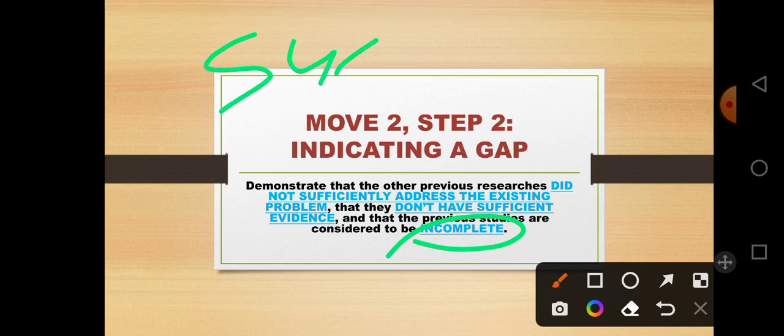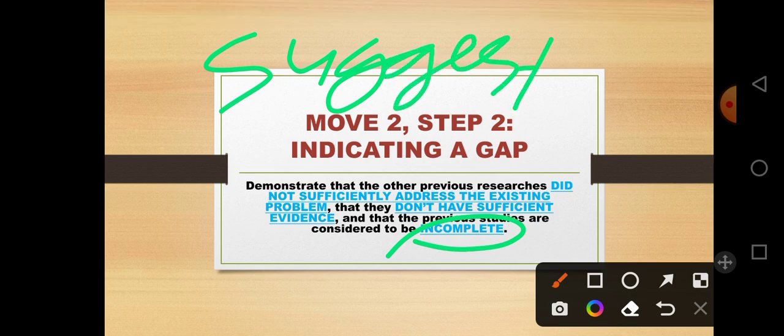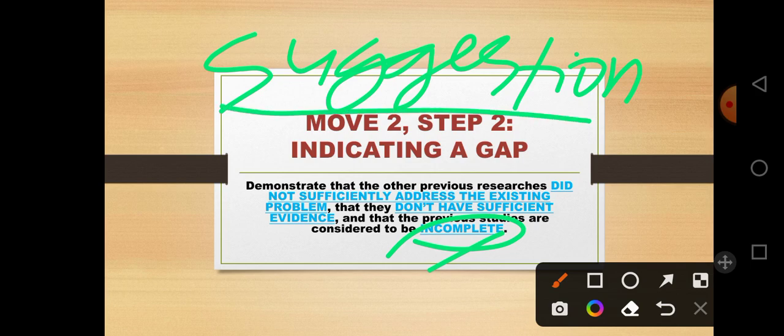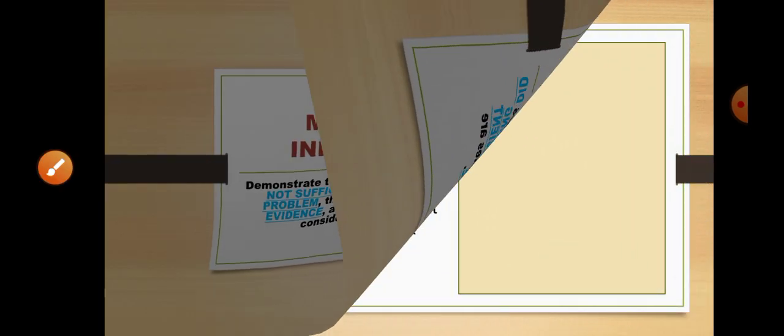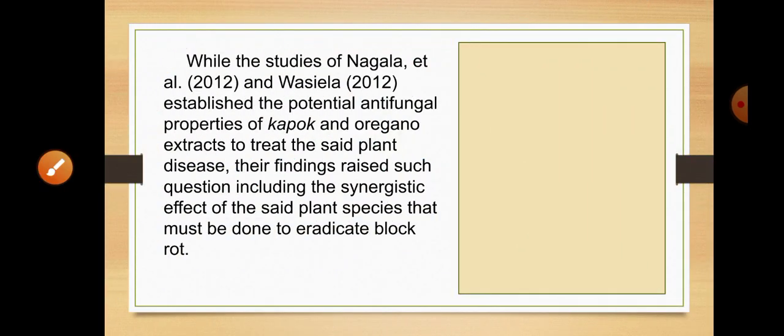Now that you have pointed out the weaknesses of the previous studies, you will have to make a suggestion. So remember, class, in step 1, you presented an opposing claim. In step 2, you indicated an evidence that the previous studies are considered to be incomplete. Now, if you see that the previous studies are incomplete, you will have to make a suggestion. So let's take a look at the next step on how you can present your suggestion.